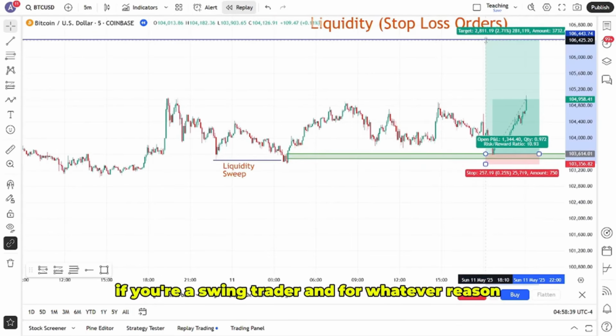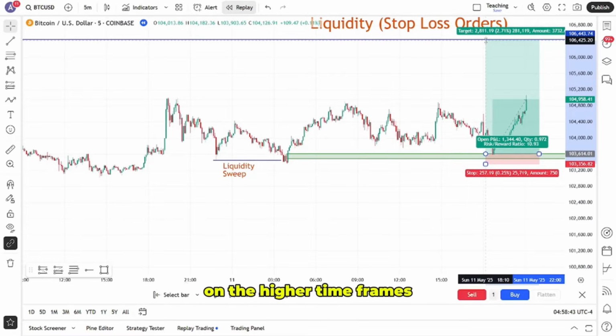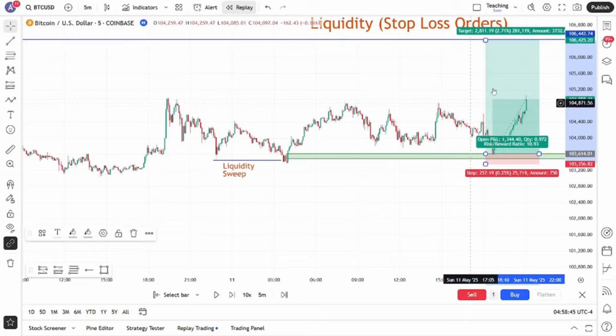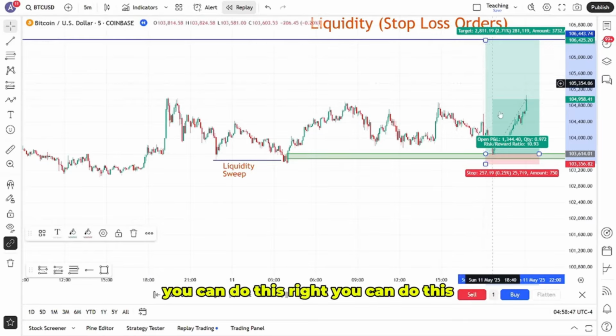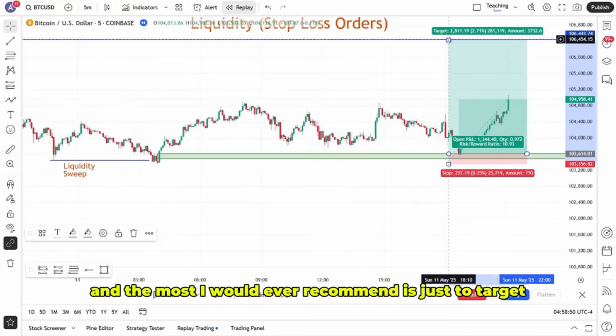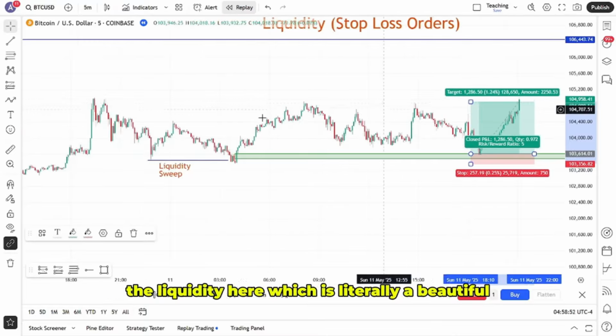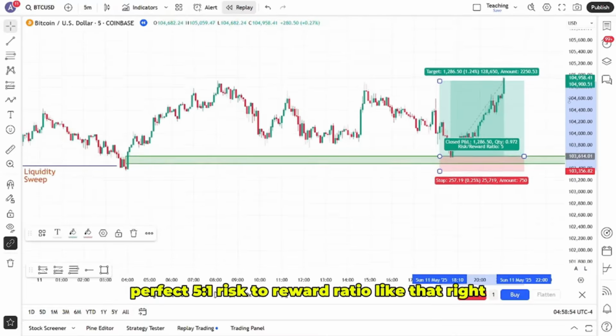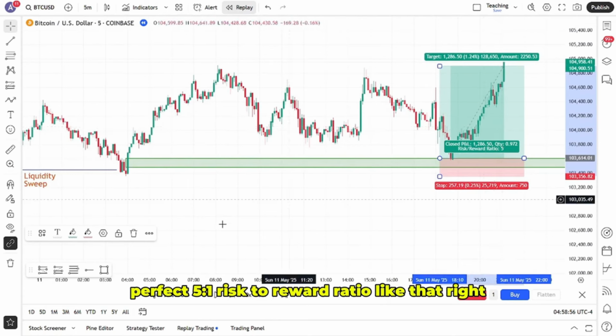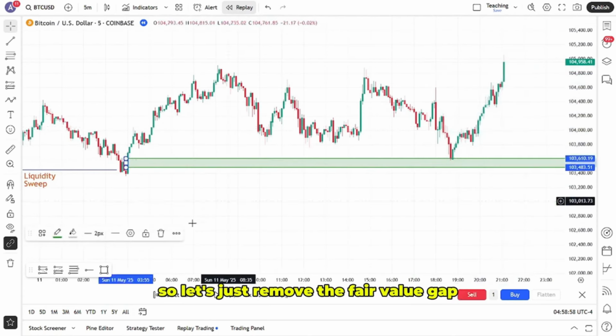But if you're a swing trader, and for whatever reason, some swing traders like to do their analysis on the higher time frames and then enter on the lower time frames. If you want to, you can do this, right? You can do this. But for me, the most I would ever recommend is just to target liquidity here, which is literally a beautiful, perfect 5 risk to reward ratio like that, right? So let's just remove the fair value gap.